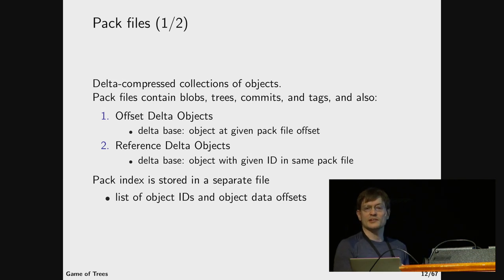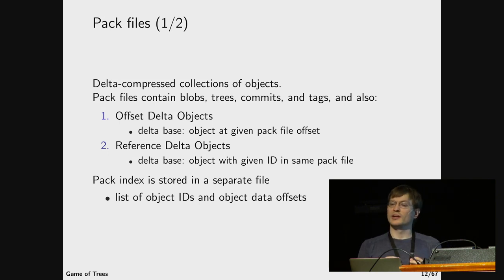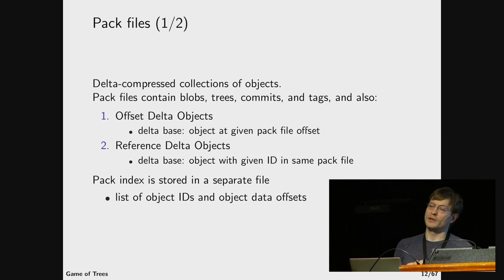To do this, they added two object types in pack files, which only occur there. One is a delta object with an offset that tells you where in the pack file the other object is that you need to read to apply the delta on top of. The other one is a delta which refers to its base by the SHA-1 ID of the object.